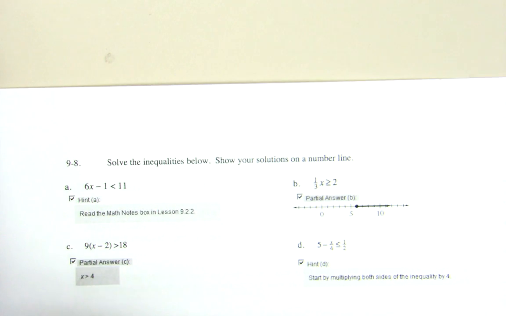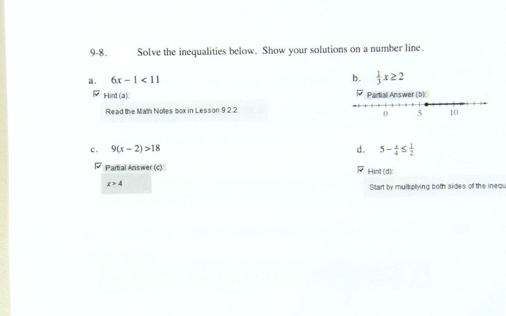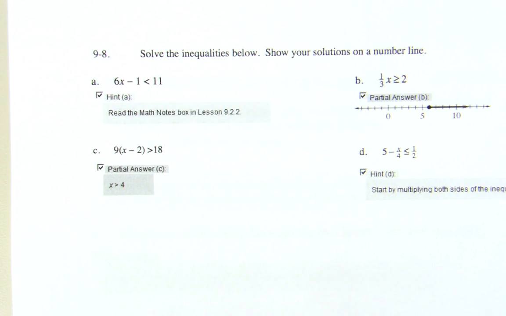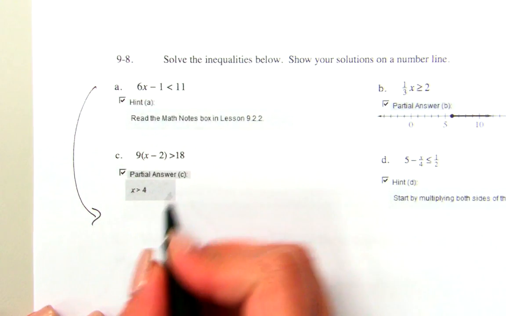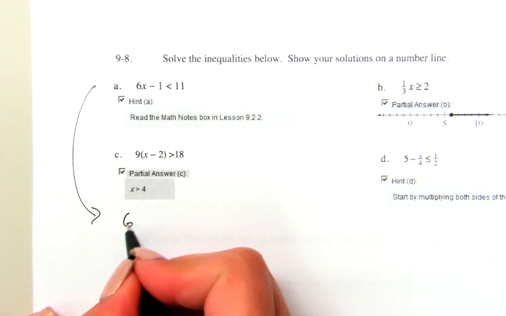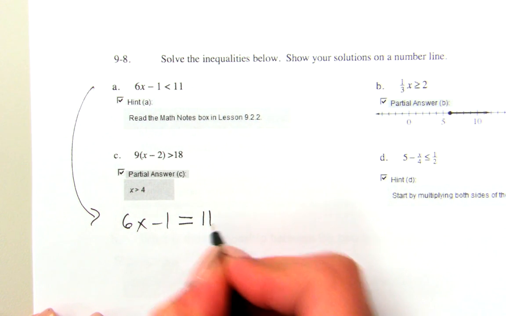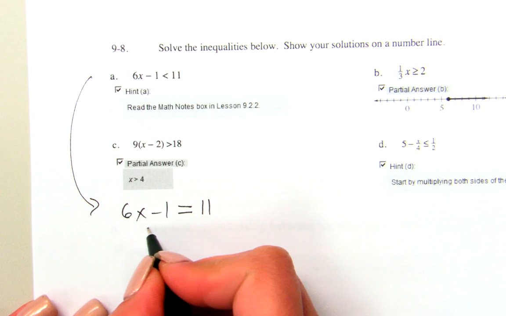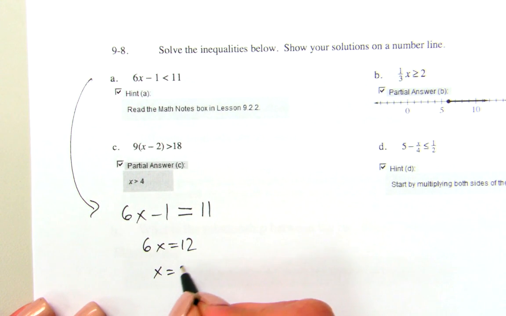Alright, number 8. Okay, number 8 is really the bigger issue here. Some of you guys will remember how to do these. If you don't remember how to do these, here's your crash course. I'm going to do part A, and then the rest of them need to be treated the same way. So from last year, you have 6x minus 1. Instead of the less than sign, we're going to change it to an equal sign and solve it. Add 1 to both sides, you get 6x equals 12. Divide by 6, you get x equals 2.